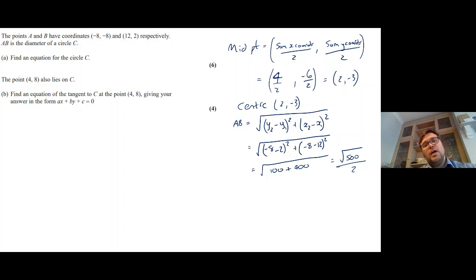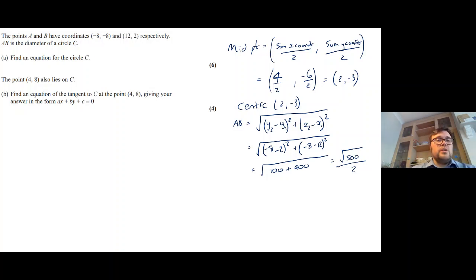I'm probably going to leave it like that, because when I'm writing down the equation of the circle, I'm going to have to put down the radius squared. So rather than square rooting it and trying to work it out, I'll put it in surd form, which will be 10 root 5, which then goes to 5 root 5. I'll just leave it like that, and then we'll sort it out after.